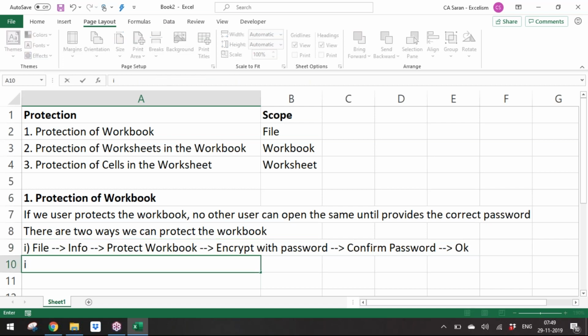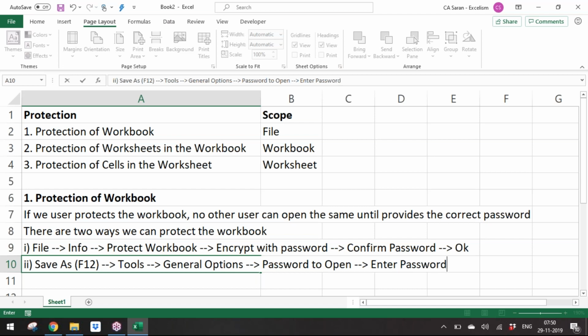Or else, while you save the file as, what is the shortcut for Save As? F12. Are you finding the Tools group? Yes. In that, are you finding General Options? Yes. In that, are you finding File to password to open? Yes. Then enter the password, confirm, and OK. You can go with any of these two methods.